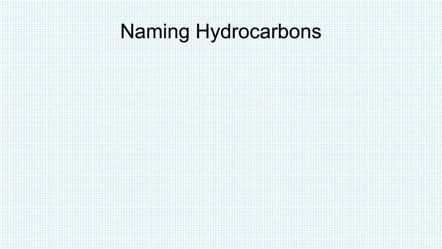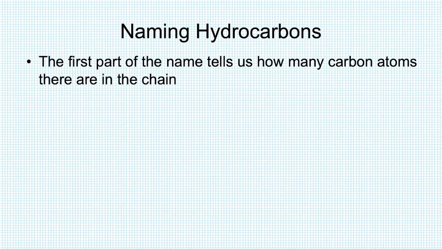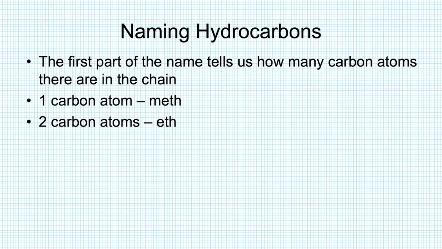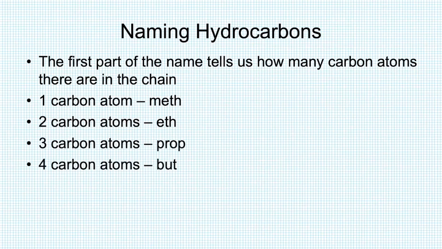So you need to be able to name hydrocarbons. Specifically, you need to be able to name the first 4 alkanes. And it's a bit of a weird system of naming, but once you get used to it, it's straightforward. Basically, there are 2 parts to the name of a hydrocarbon. The first part of the name tells us how many carbon atoms there are in that chain. And the ones you need to know are for 1 carbon atom, it's meth, for 2 carbon atoms, it's eth, varies in pronunciation. For 3 carbon atoms, it's prop, and for 4 carbon atoms, it's but.